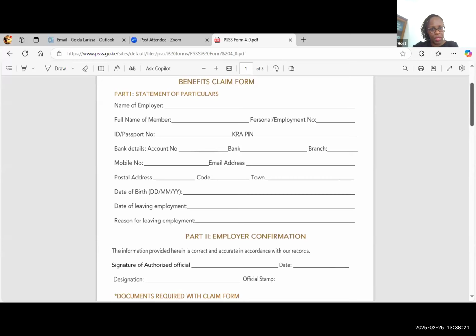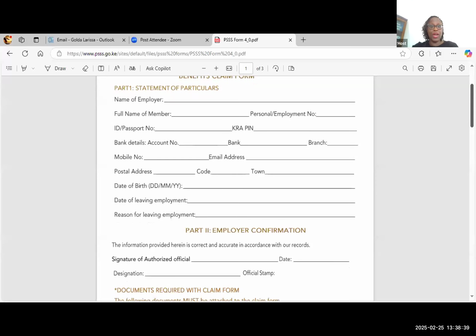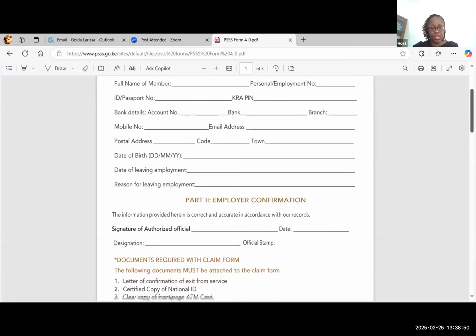What is your KRA PIN? What is your ID number? These ones will help us to track you and see who is this member together with the personal or employment number. Would like your mobile phone number, just in case there is a query that we want to speak about on this benefits claim form. It is important that we get this. Please note that the moment you have given us your ID, we can be able to track this. But in line with ownership, that it is me who requested for these benefits to be paid, this is the form that we'd like you to complete and give us your details.